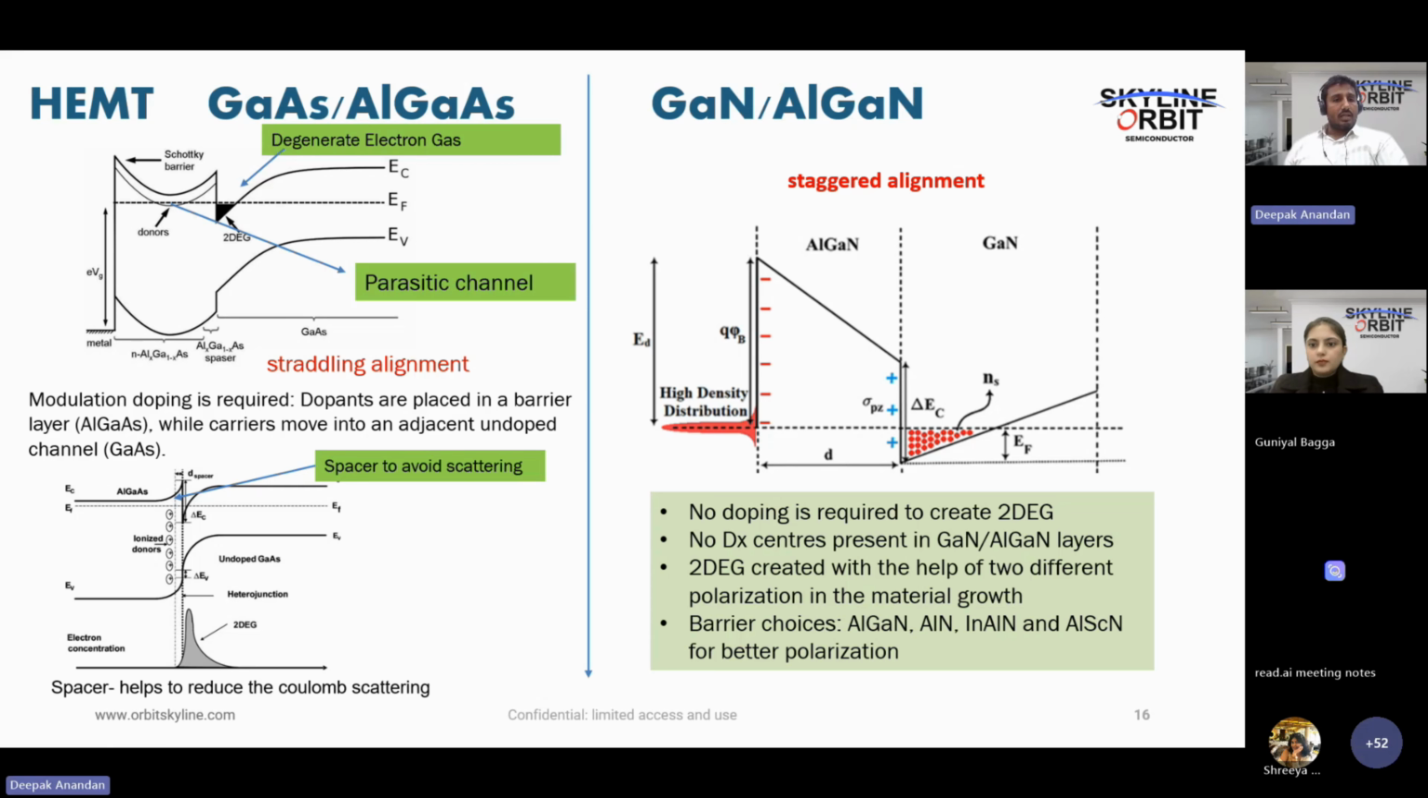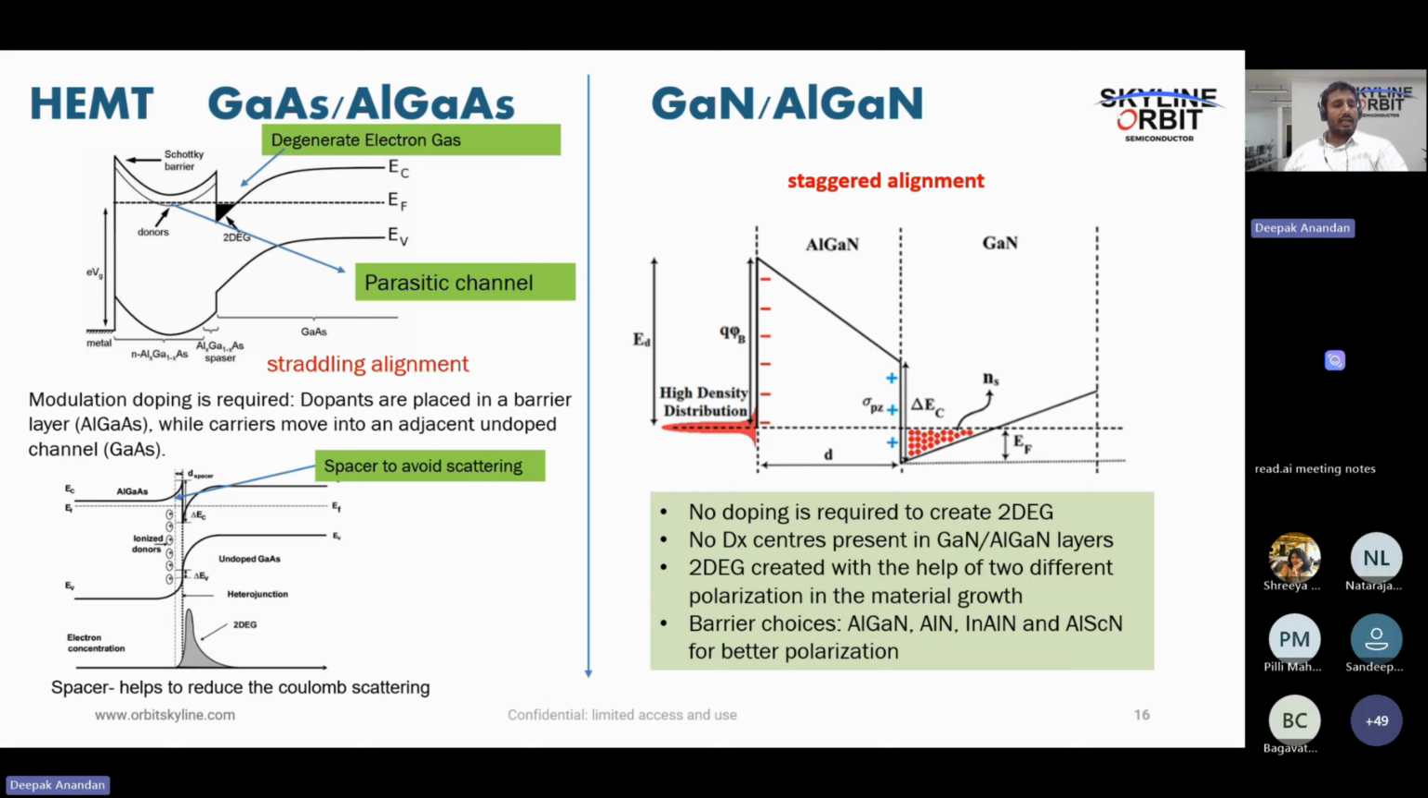Whereas in gallium arsenide, aluminum gallium arsenide, if you increase the aluminum percentage to more than 25 or 27, it creates the DX center, which will potentially act as a trapping center for the electrons. So that phenomenon is not there in gallium nitride. That is another advantage. And we also need one more layer, not a barrier layer but a spacer layer, typically aluminum nitride, which helps us keep these fixed ionized charges away from the 2DEG.